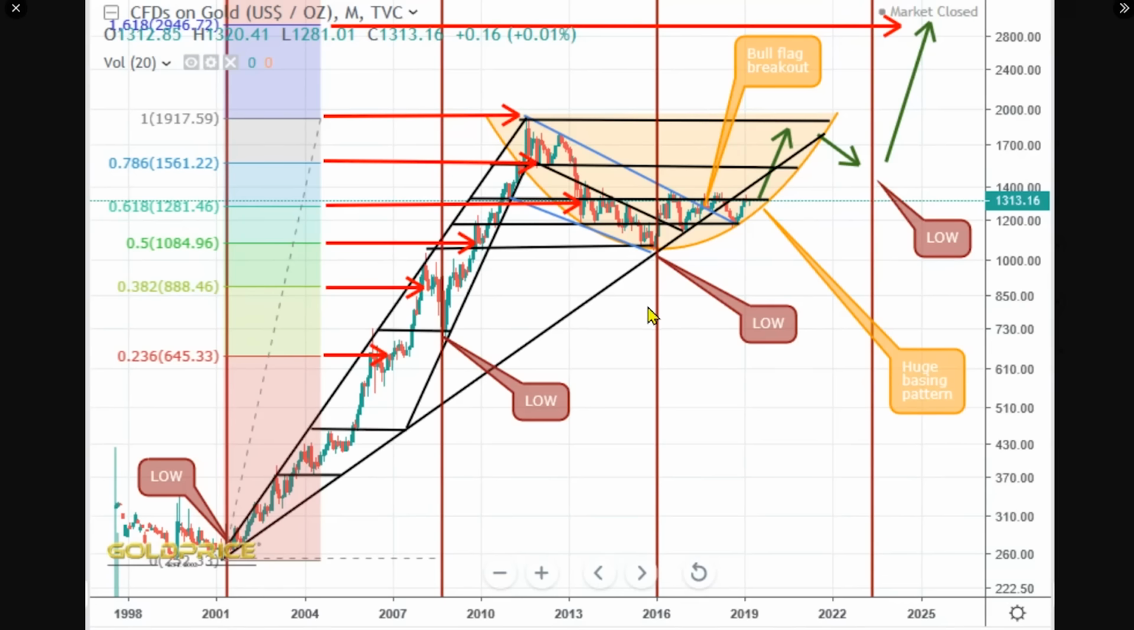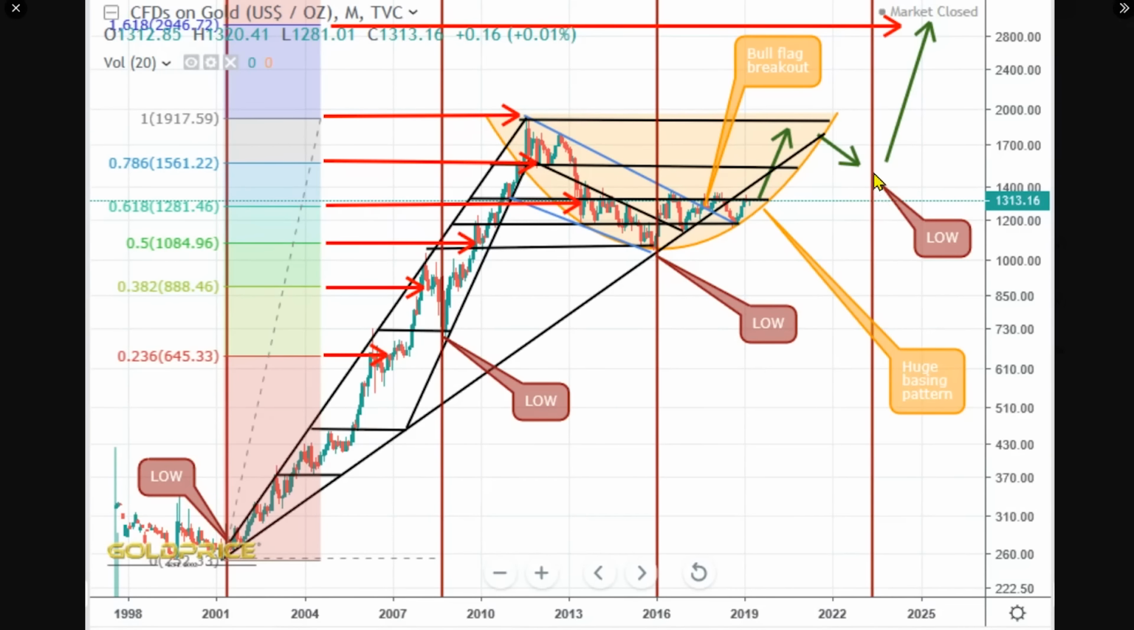Now, these cyclical lows are by no means precise. It's all a little bit back of the envelope calculations, really. The 8-year cycle for gold isn't exactly 8 years. It's between 7 and 8.5 years. So there's a lot of leeway in these cyclical bottoms.